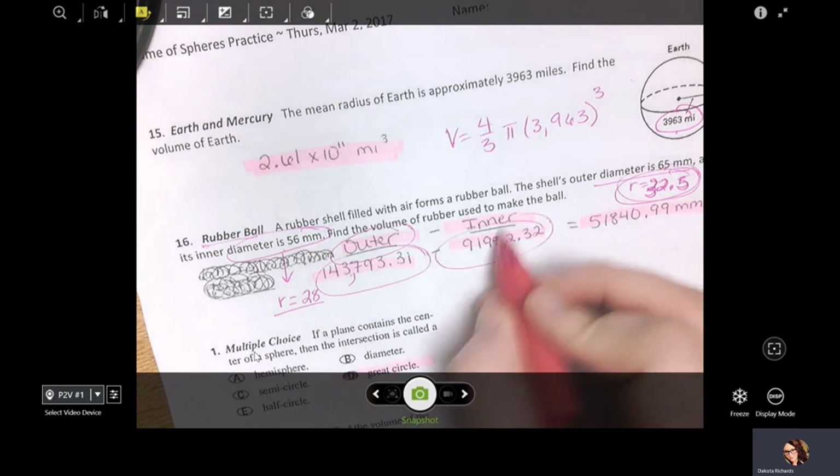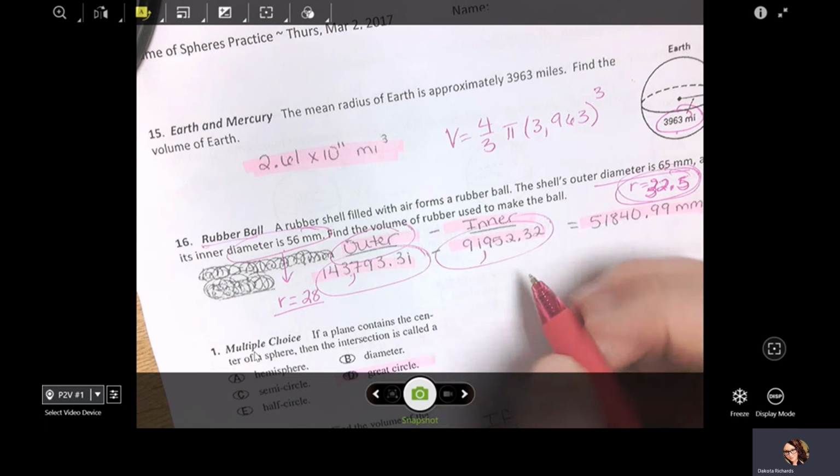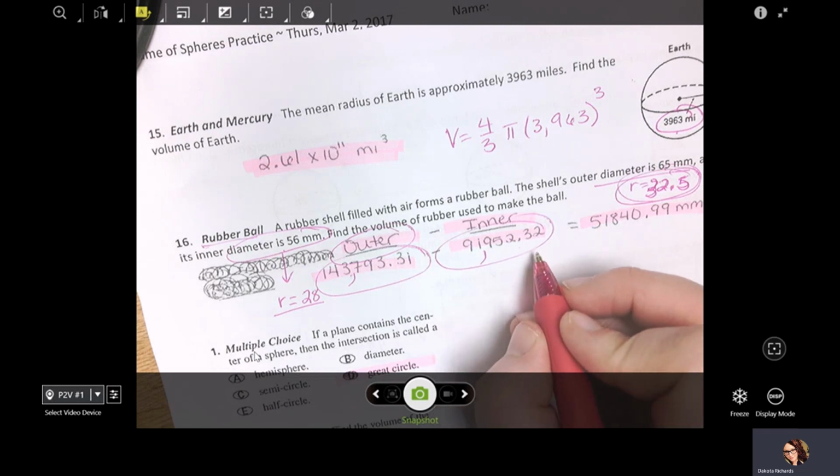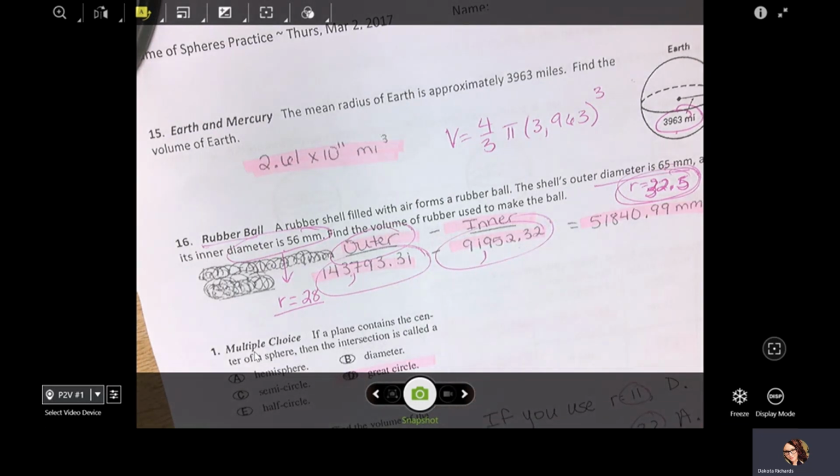And then the inner volume, you get 91,952.32. And you just subtract those two. If I were to give you this kind of question on a test, I would give you a picture, so you could visually see what's going on.